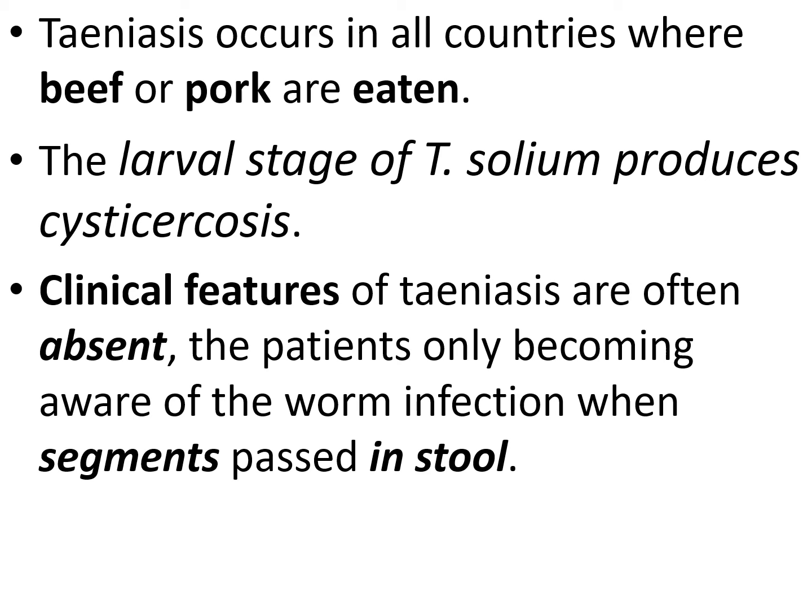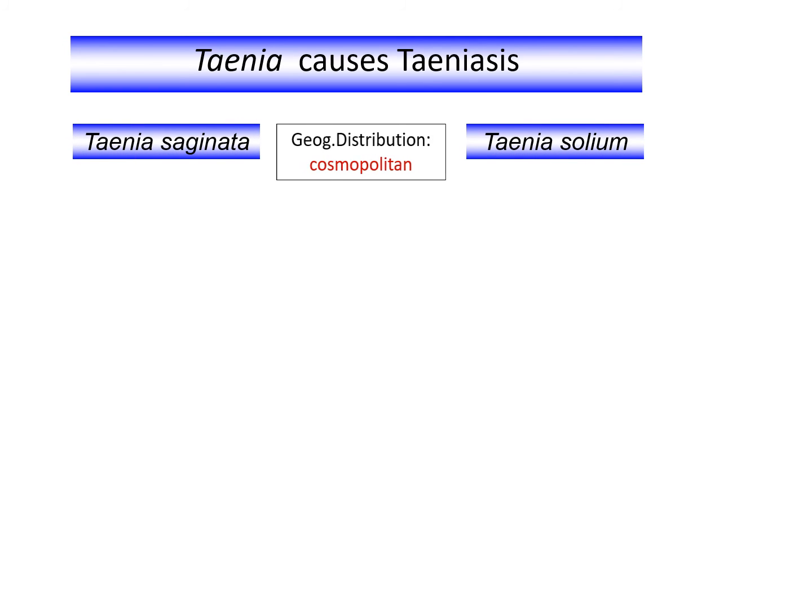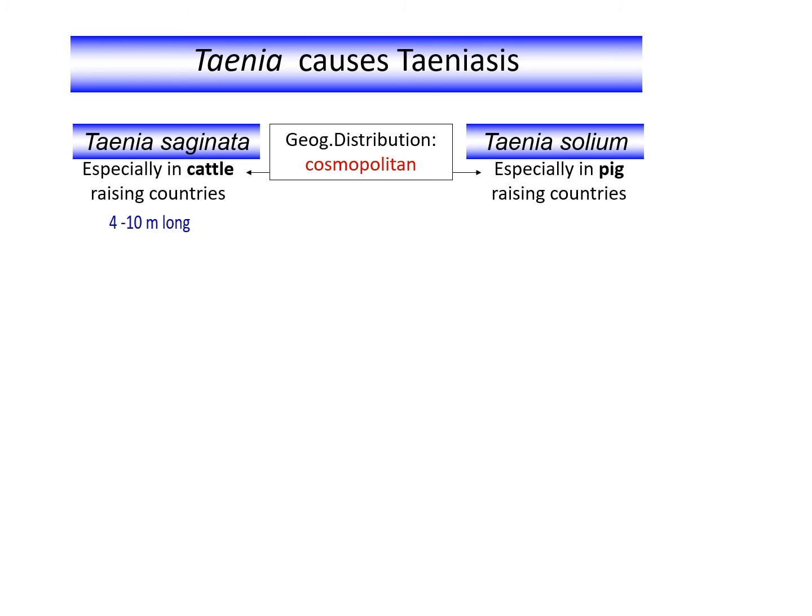Teniasis occurs in all countries where beef or pork is eaten. The larval stage of Taenia solium produces cysticercosis. Clinical features of teniasis are often absent, the patients only becoming aware of the worm infection when segments are passed in stool. Taenia causes teniasis saginata and solium.